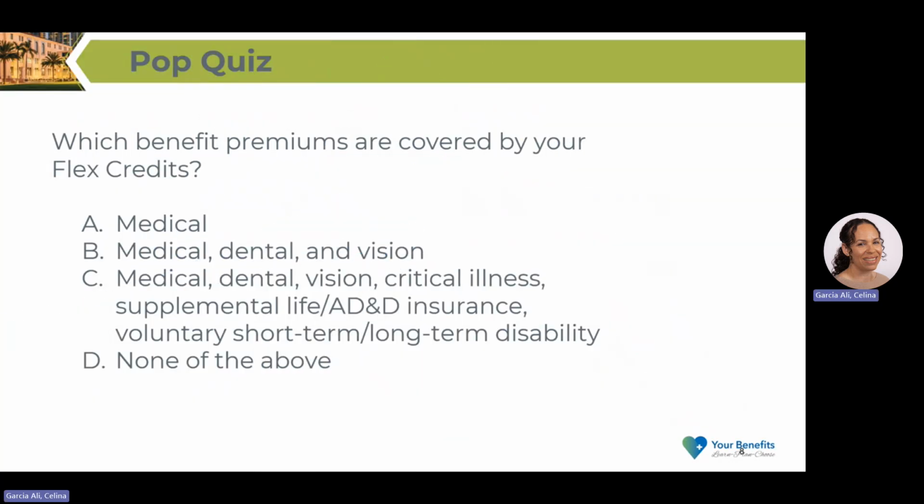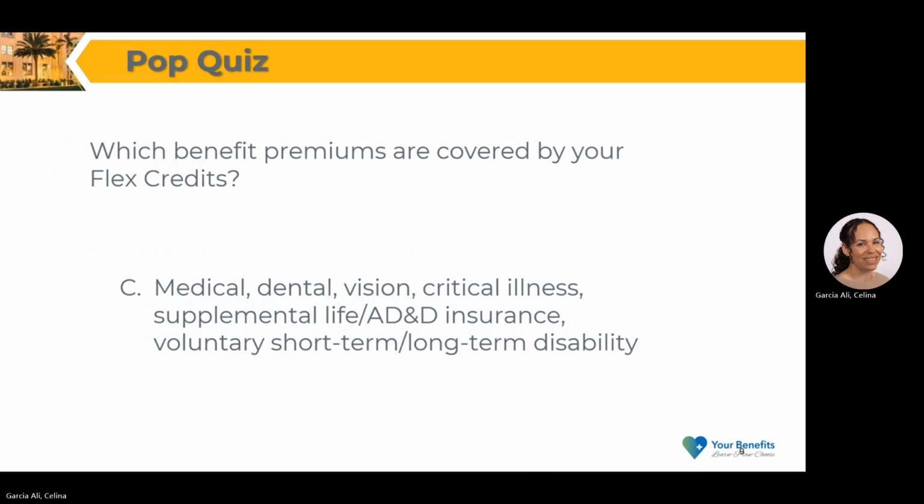Pop quiz. Which benefit premiums are covered by your flex credits? A, medical. B, medical, dental, and vision. C, medical, dental, vision, critical illness, supplemental life and AD&D insurance, voluntary short-term, long-term disability. Or D, none of the above. Let's see. The correct answer is C.